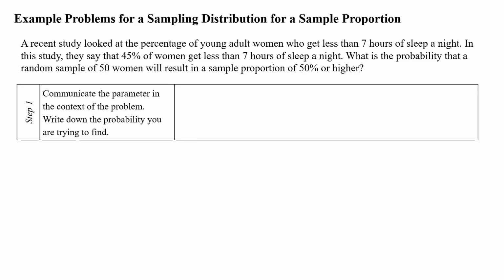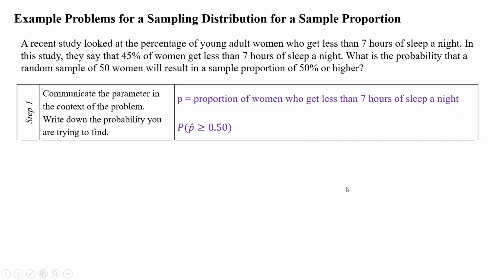Okay, we want to communicate the parameter and write down what we are trying to find. Communicating the parameter is P. We're dealing with proportions here, and P is going to represent the proportion of women who get less than 7 hours of sleep a night. When you communicate that parameter, you want to write it down in context first, in words, what it represents. And then you want to write down what you are trying to find.